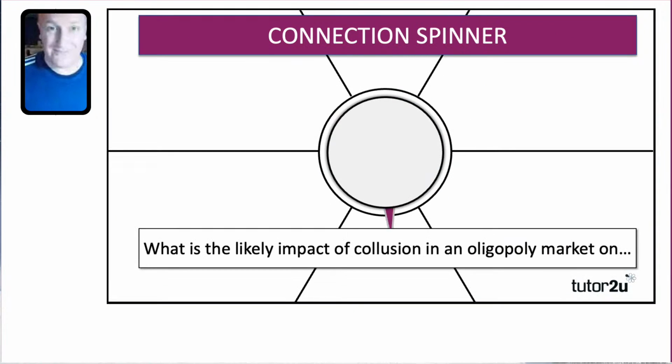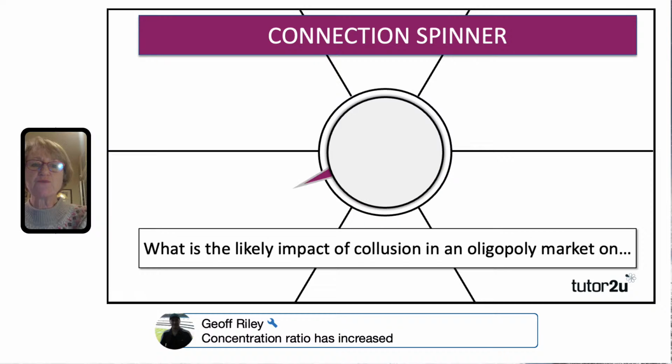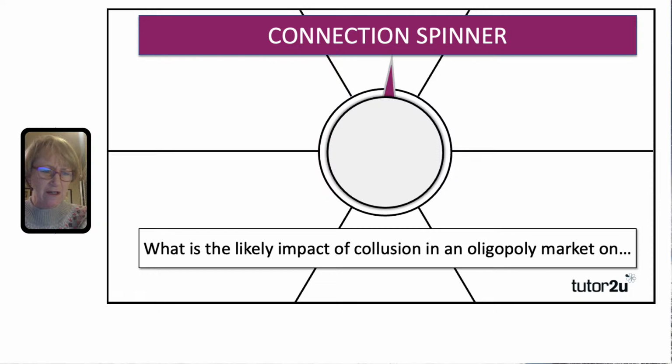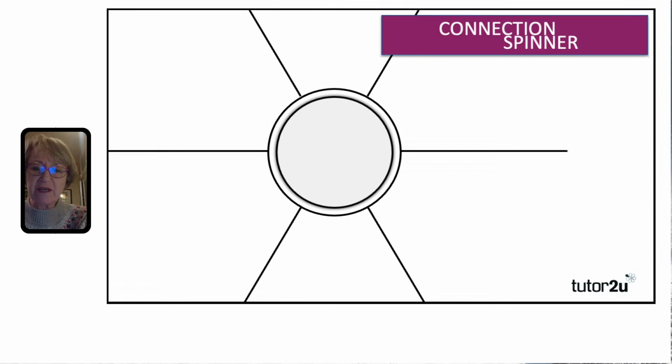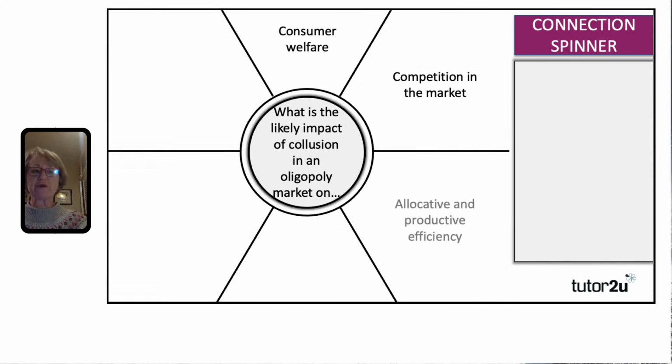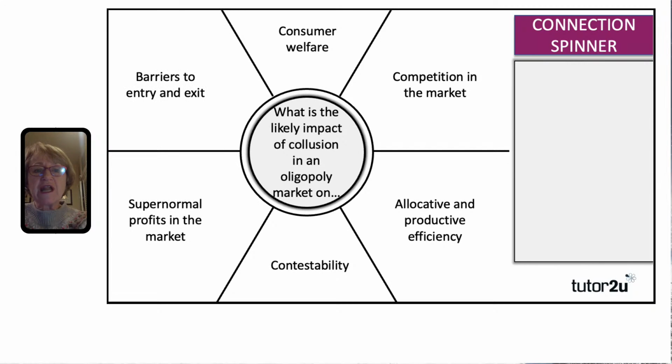Back to Penny. Thanks very much, Jeff. And what we're going to do now is bring back the connection spinner, which maybe we haven't seen on the live streams for a while, but it's making a welcome return. And we're focusing particularly here on collusion. So that aspect of market structure of oligopoly, which is specific to oligopolies. Okay, so we're wondering what's the likely impact of collusion in an oligopoly market on, and it could be any one of those areas that are listed up on the screen around the center.